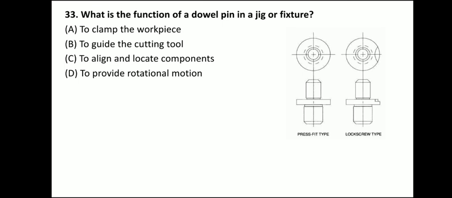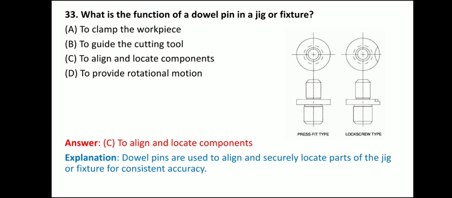Next question. What is the function of dowel pin in a jigs and fixture? So here you can see the dowel pin. Now what is its purpose? To align and locate the components. So dowel pins are used to align and securely locate the parts of the jig or fixture for consistent accuracy.